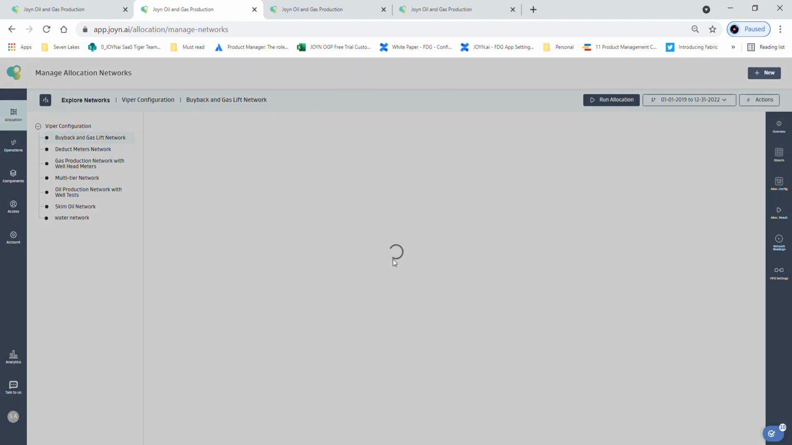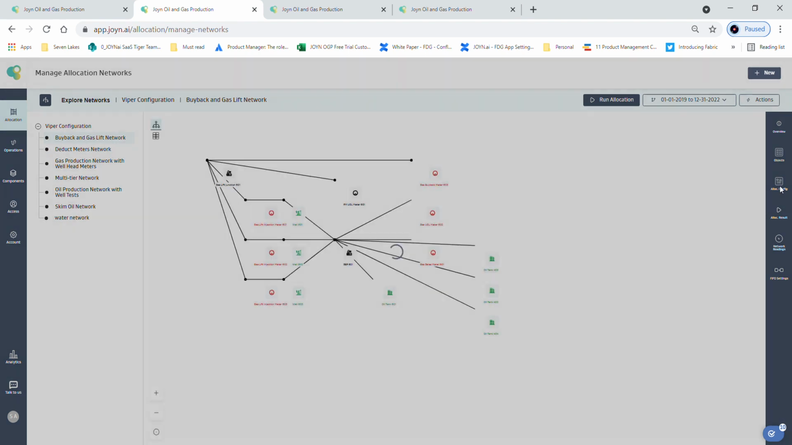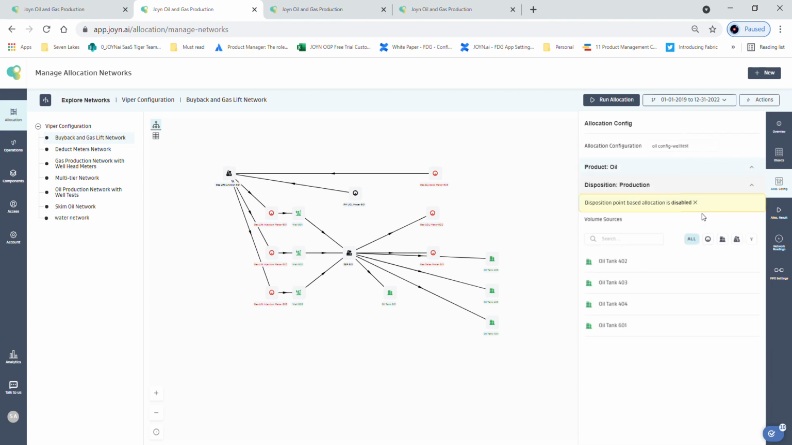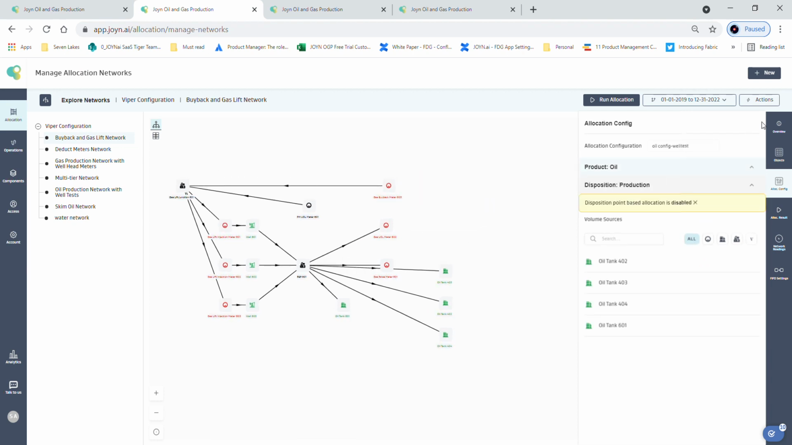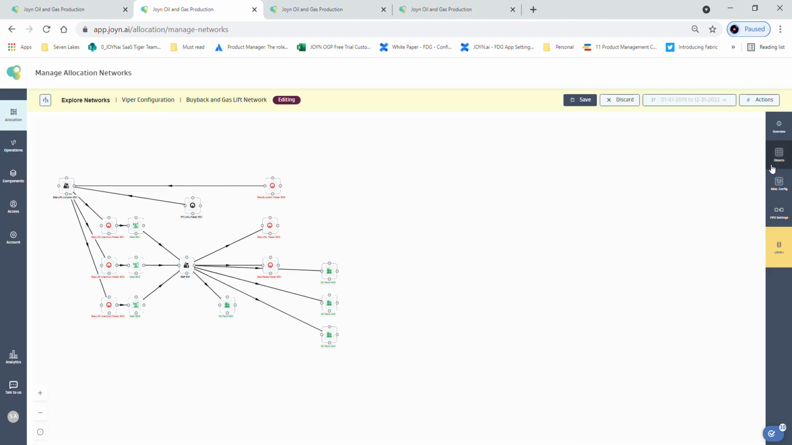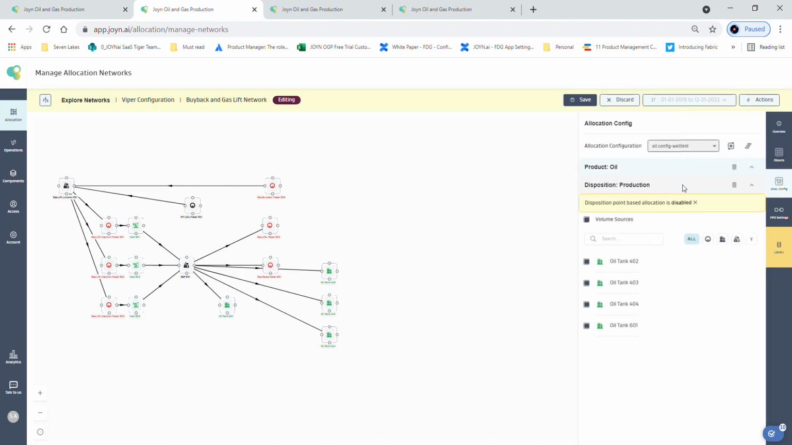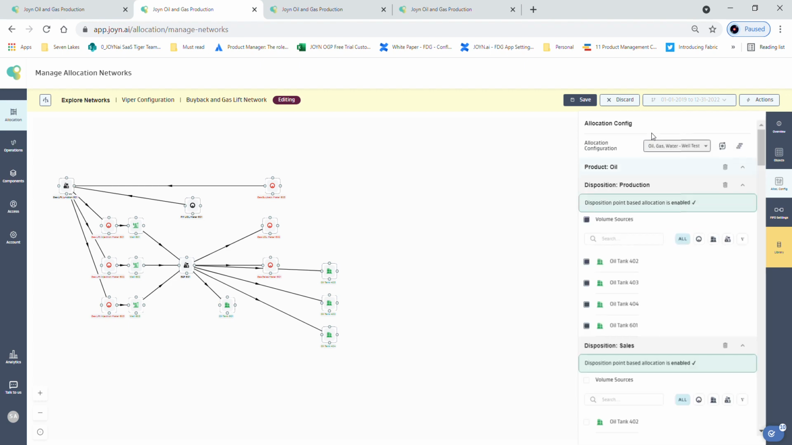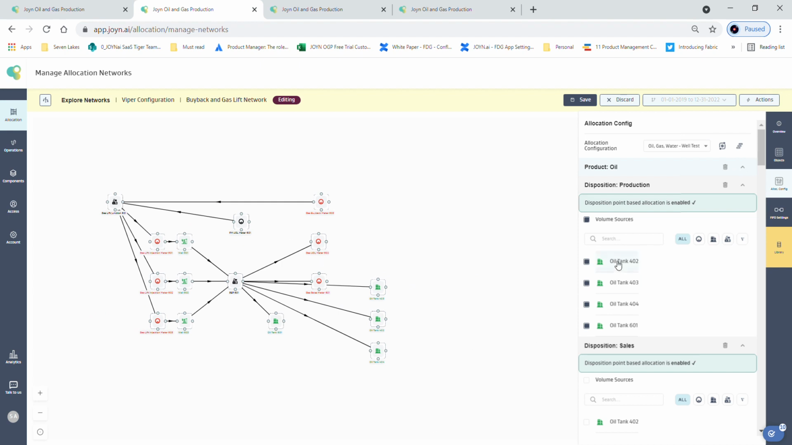And if you go down to a network like the buyback network with gas lift, let's assume I had gone and edited the allocation config and used this allocation config. In this case, you would notice that for oil production, there are 4 points of disposition. So for every daily allocation result for production, if the result is non-zero, then you would see 4 line items or records for disposition point based daily allocation results for production.